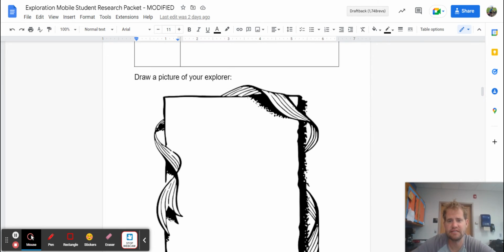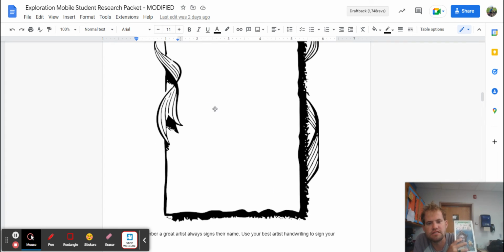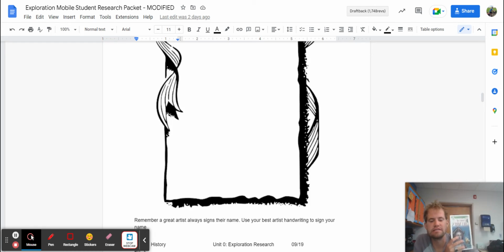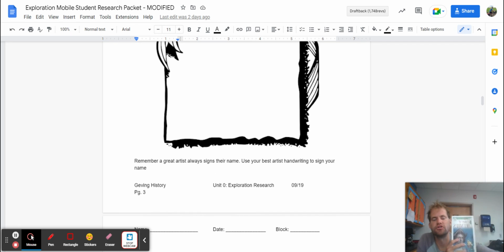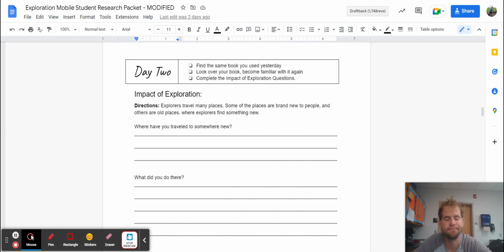The next section is a section about how to draw a picture of your explorer. Whoa! You'll see some of these Explorer books have the Explorer right on the cover, and I've got a nice frame for me to be sure to sign. Now remember that an artist always signs their art, so use some of that space there and show your fancy artist signature. And that's day 1.